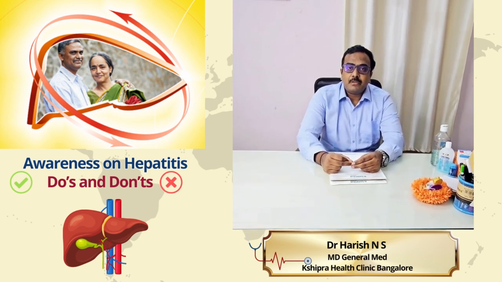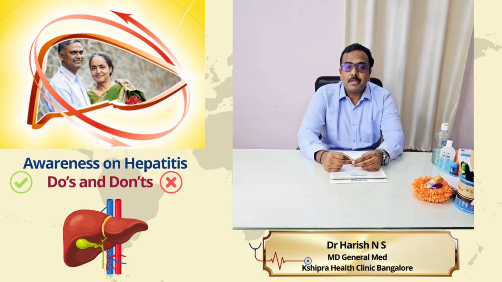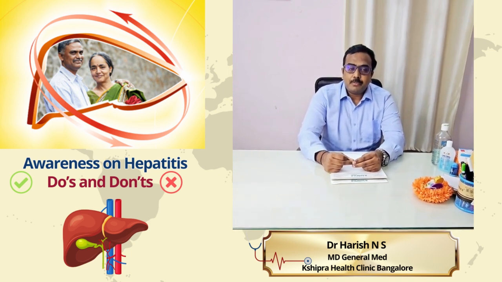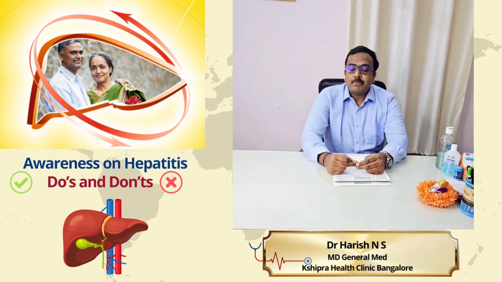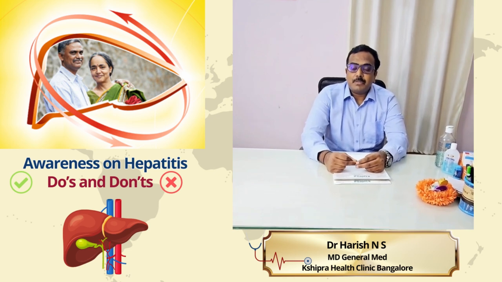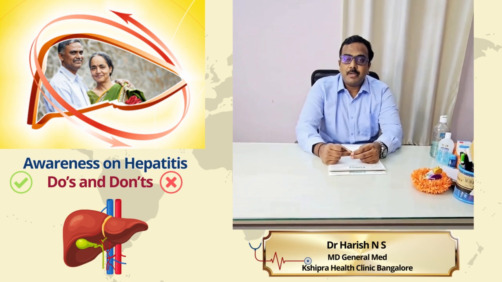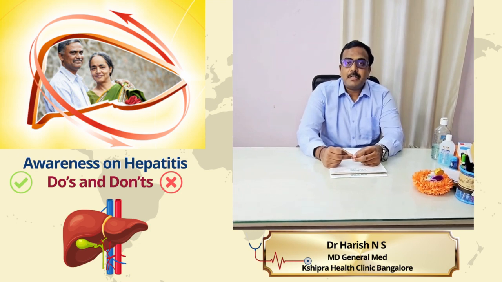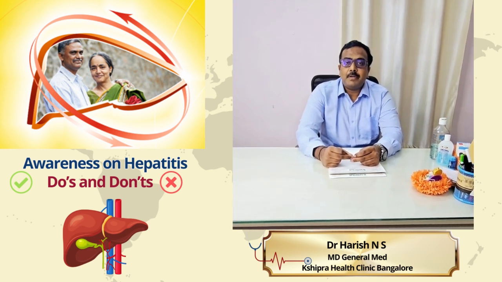It is also transmitted sexually when you have unprotected sexual contact with a hepatitis B positive patient. So to prevent this, always use a proper physical barrier during sexual activity. Hepatitis C is also transmitted similarly, as I told you for hepatitis B. Hepatitis C infection can lead to chronicity and complications. Hepatitis B and hepatitis C infections have a high mortality rate.